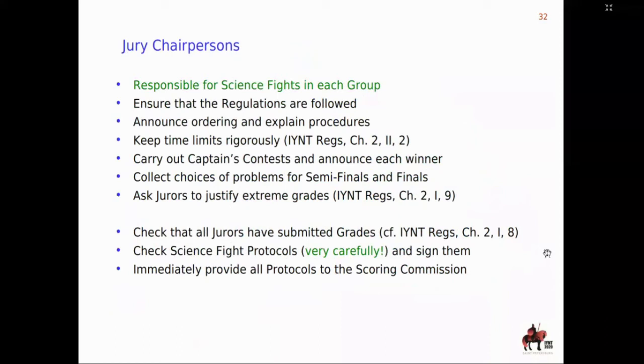They collect the choices of problems for semifinals and finals. They ask the jurors to justify extreme grades. They check that all jurors have submitted their grades in writing, in direct messages. This is something that we also have in the regulations, but with a twist. In the regulations, we request that the chairs check that the grades are written on paper. Now we ask that they check that the grades are written in Discord as a message. And finally, they check the protocols very carefully and they deliver them to the scoring commission.